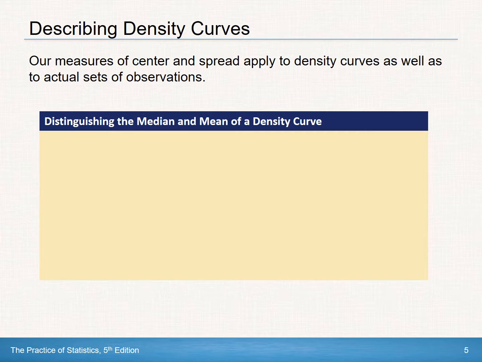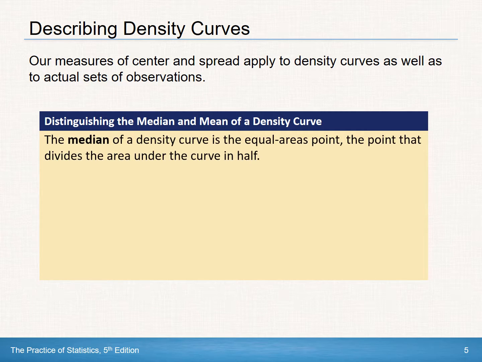So when we're describing density curves, our measures of center and spread apply to density curves as well as to actual sets of observations. The median of a density curve is the equal areas point. So it's the point where the area is divided in half. So wherever on the curve would divide the shaded region of the entire curve in half.